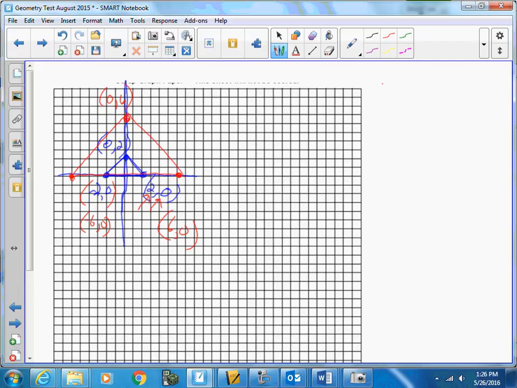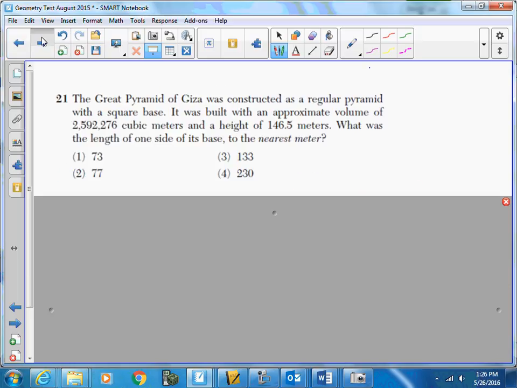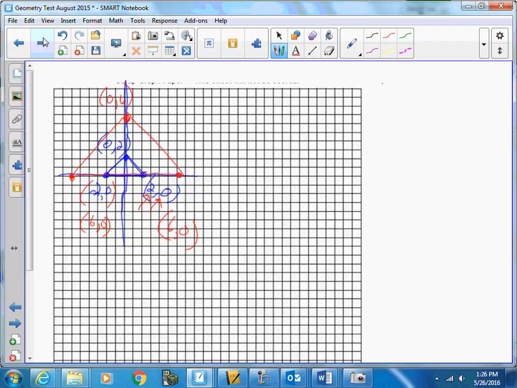All right, let's look at the perimeter of my original triangle. Let's go back and look at the problem here. Well, let's look at area first. It says the area of the image is 9 times the area of the original triangle. Let's go find the area of both these triangles. So the blue one, my pre-image. Remember, area of a triangle is equal to 1/2 times base times height.